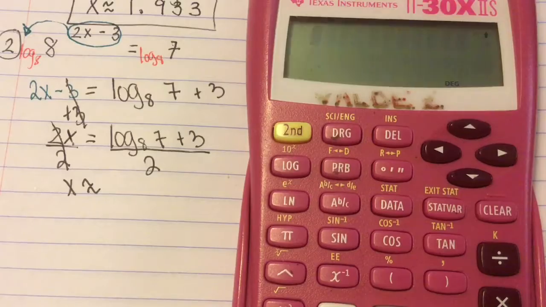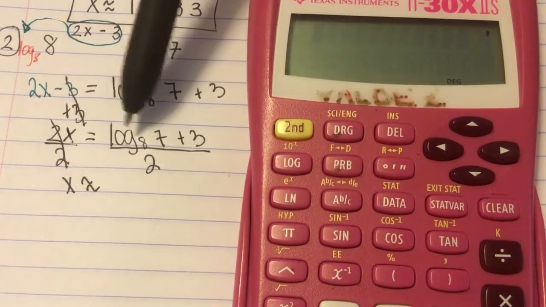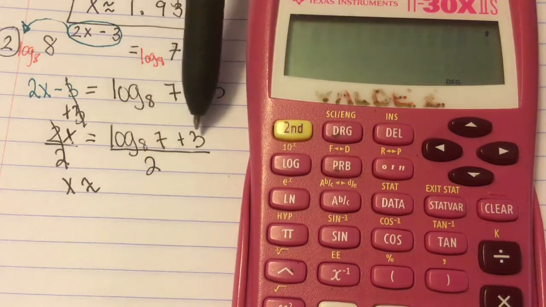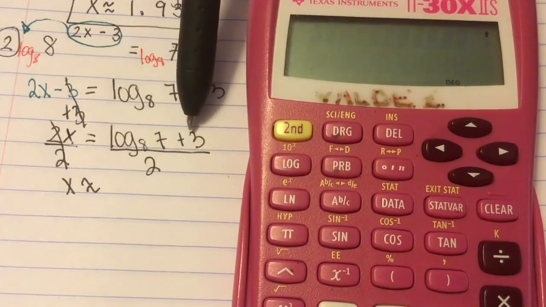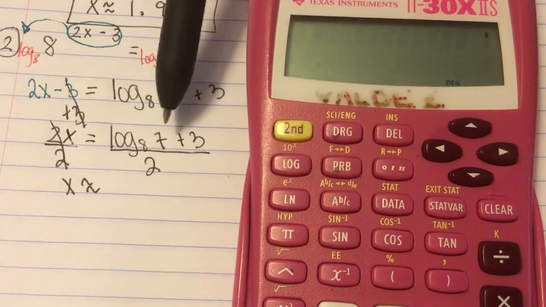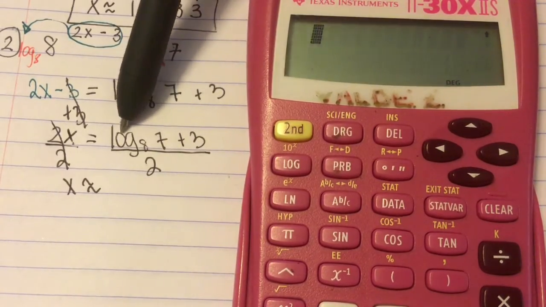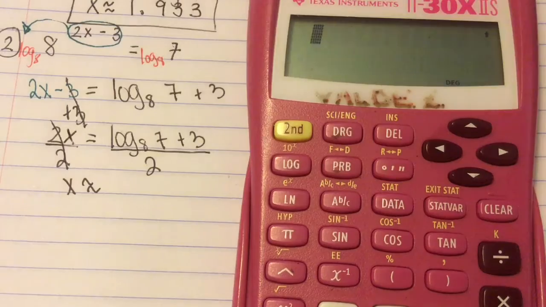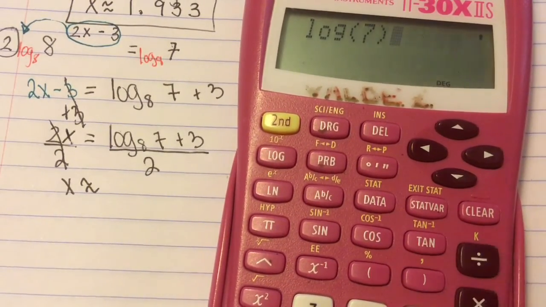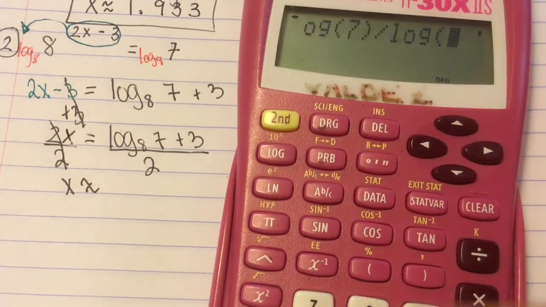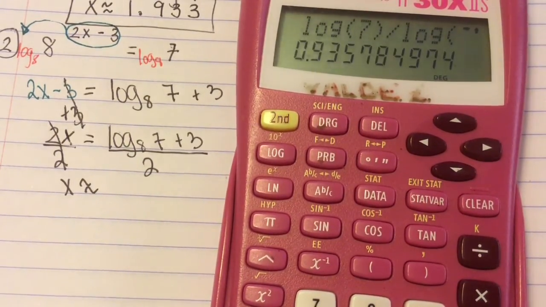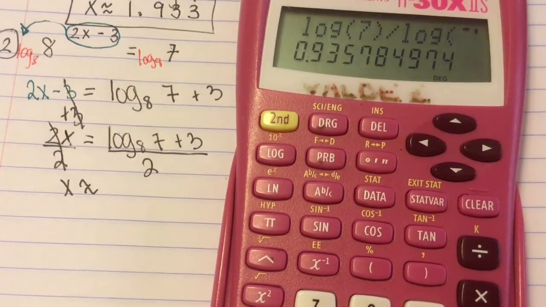Okay, so the very first thing that I'm going to do is the change of base for this log base 8 of 7. I'm using order of operations. The numerator is its own set of parentheses, so I'm going to evaluate this numerator first. So I'm going to do log of 7 divided by log 8 first. And I'm going to get a decimal. Now, I'm not going to touch my calculator. I'm not going to round yet.